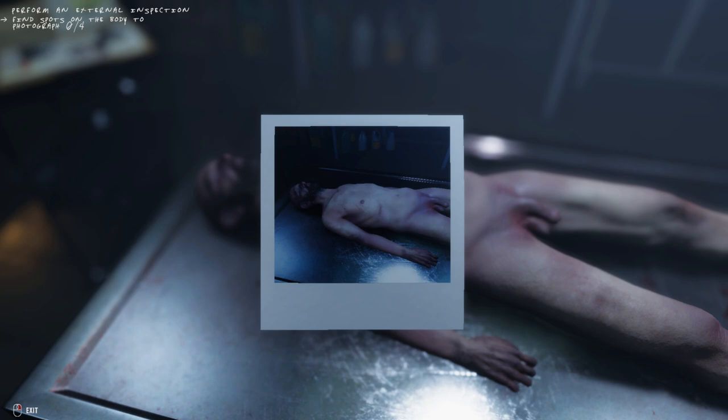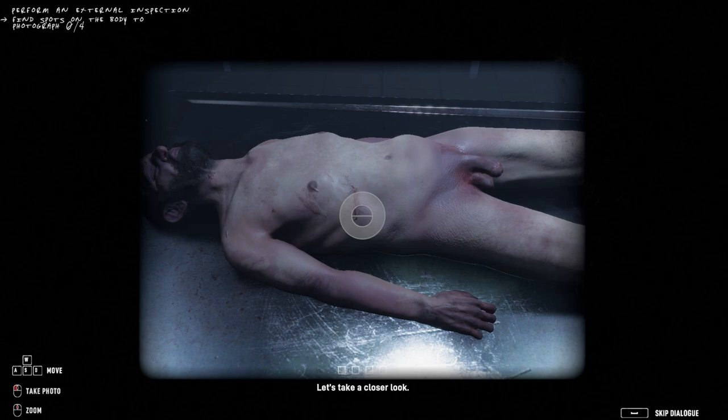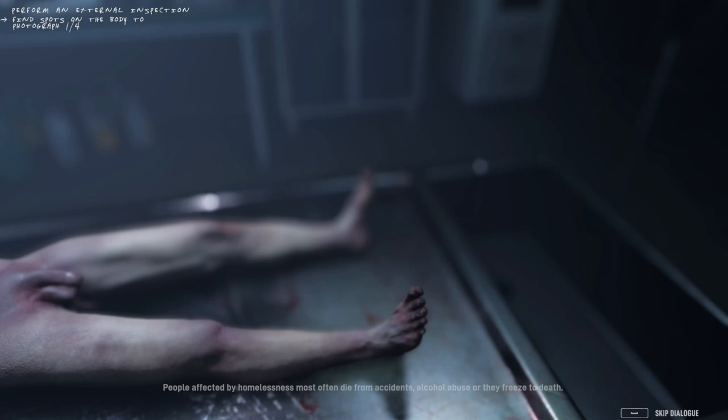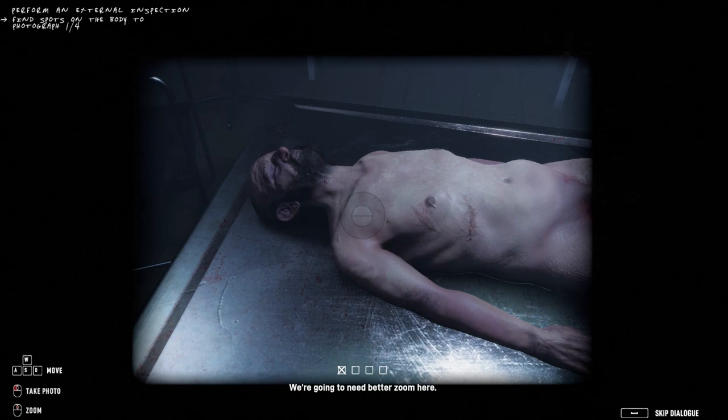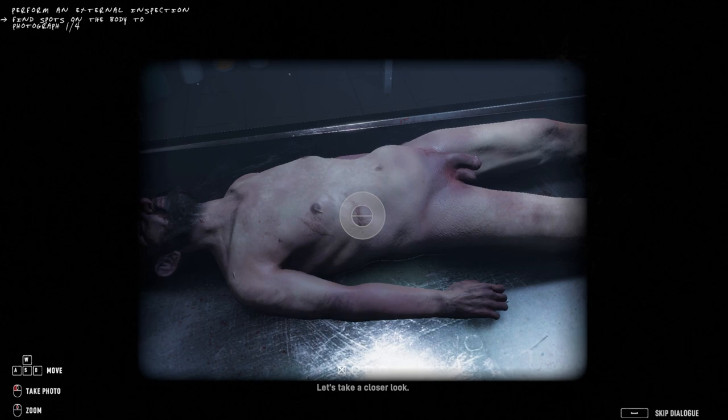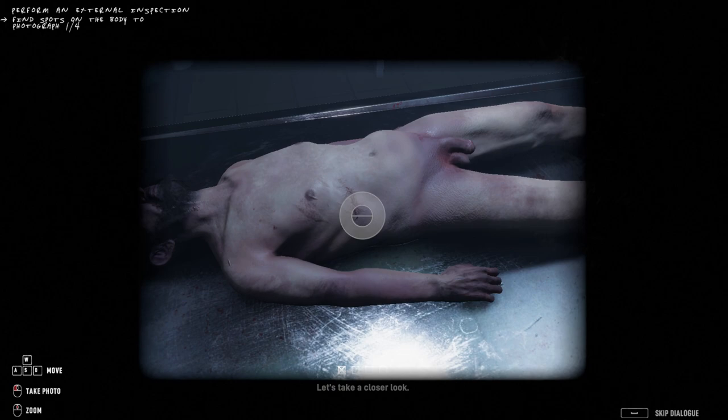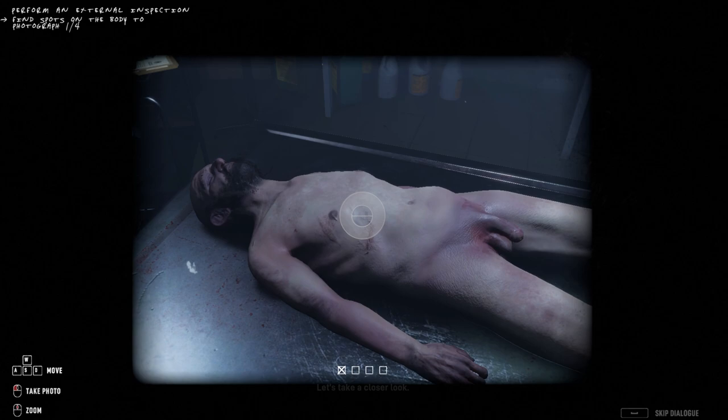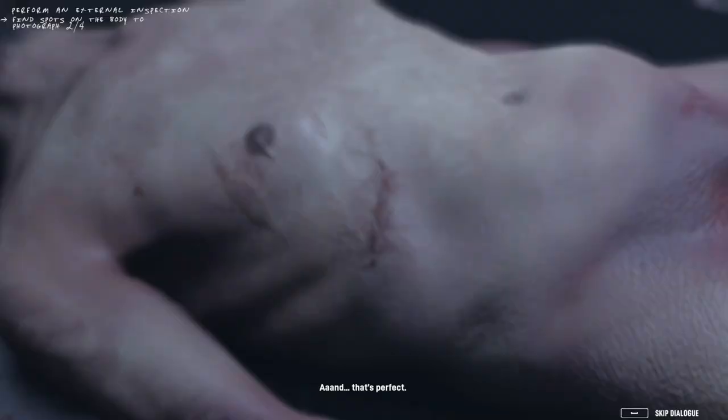We're going to need better zoom here. People affected by homelessness most often die from accidents, alcohol abuse. We're going to need better zoom here. And that's perfect.